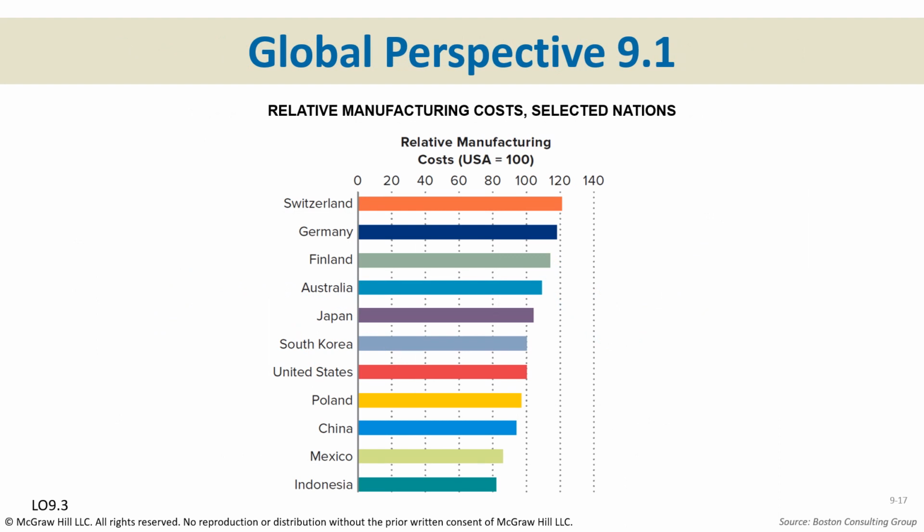In this graph, you can see the relative manufacturing cost for selected nations as a percentage share of world exports. Note that total costs per unit of output can vary substantially from country to country.